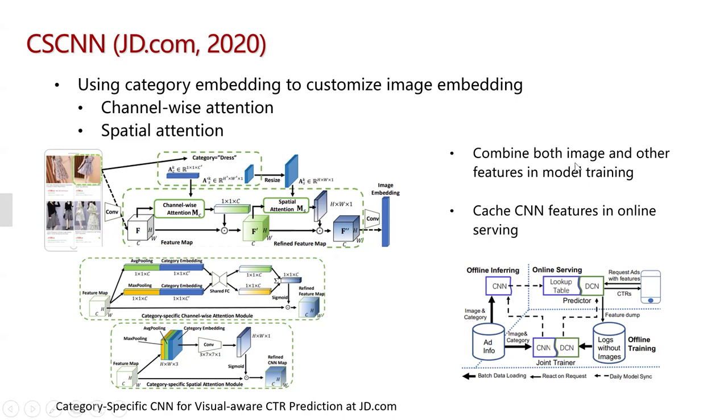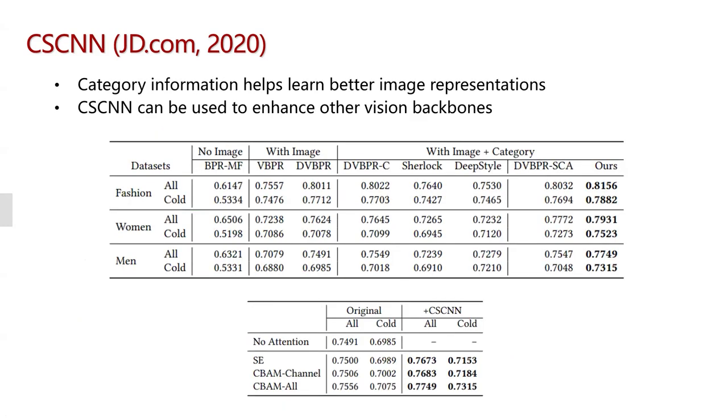In this way, both the image and other features in model training can be better combined. And in this method, CNN features can be cached in online serving, so the computational cost is actually not high. And from the experimental results, we can see that the category information can help learn better image representations. So this is very interesting, right?